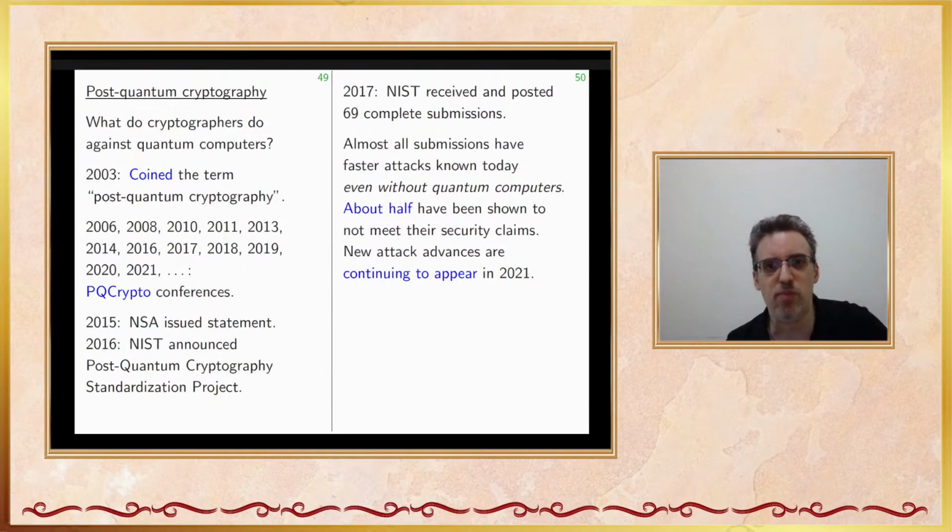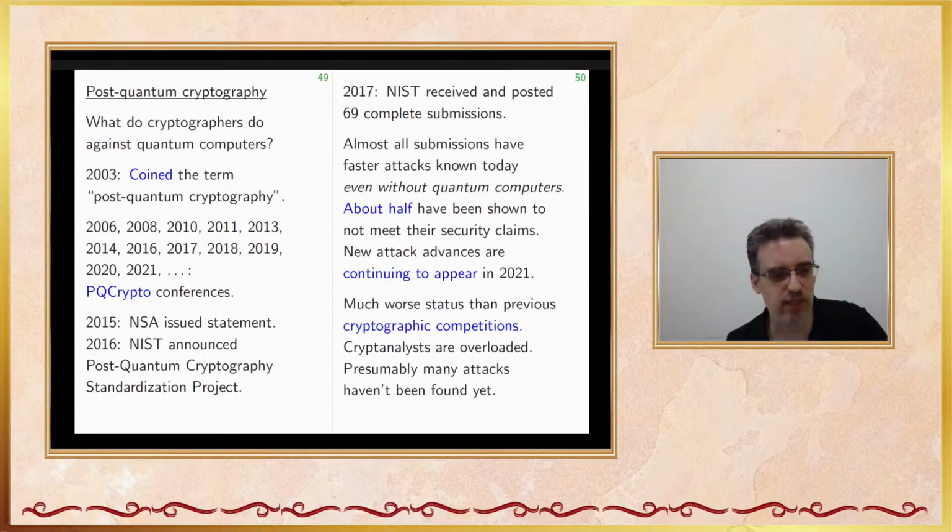And the security picture, there's a ton to say about attacks, even ignoring quantum computers. There's tons and tons of new attacks this year. And, well, this is terrifying.